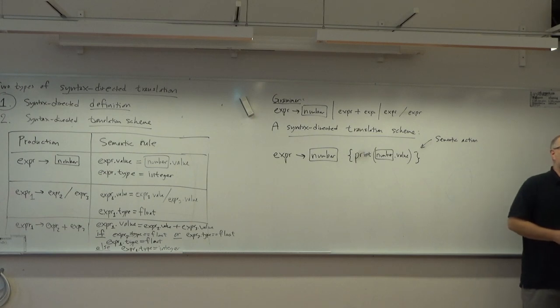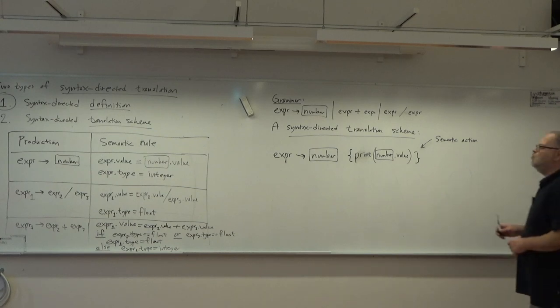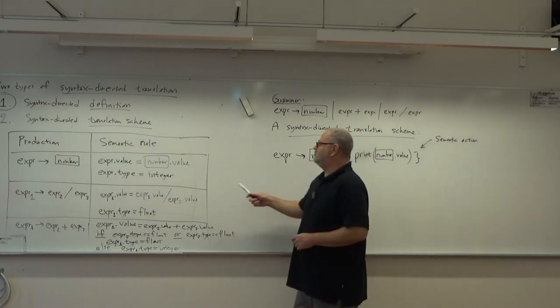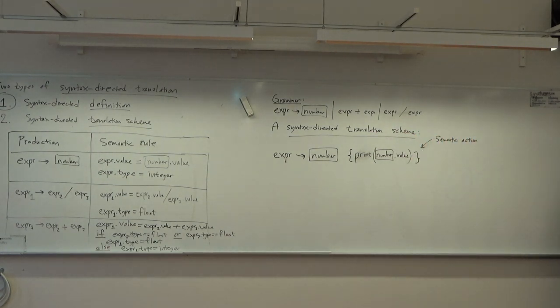Again, it's semantic in the sense that what is our language doing? Well, it's generating PostScript code. We don't just syntactically parse the input. We also generate some output here that is the result of what we do. And it's not a rule that says anything about attributes. Instead, it's an action, something we actually do. We print on the screen. Okay?